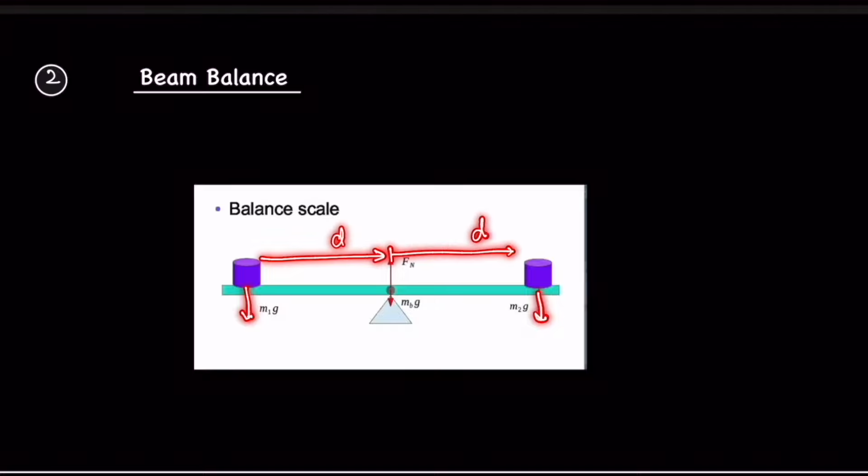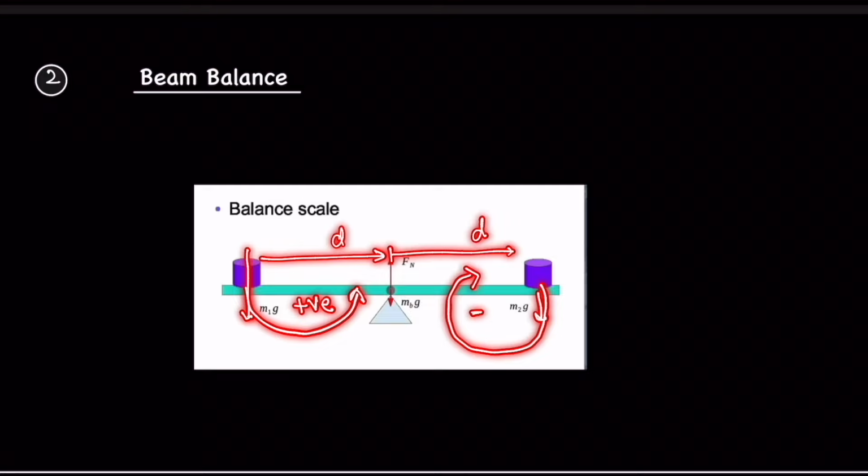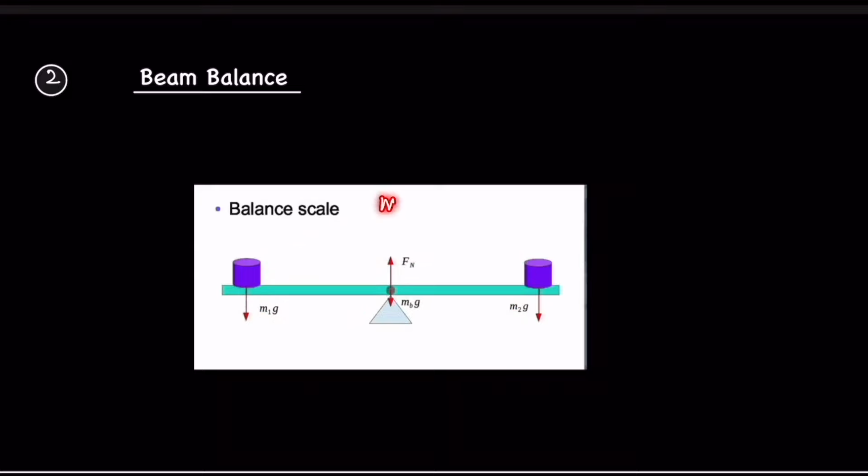So the moment of force with respect to this body is in which direction? It is the anti-clockwise direction. Anti-clockwise is positive and this one is going in the clockwise direction, so it is negative. So we can say m1g into d, which is positive, plus minus m2g into d. So plus and minus will cancel. So the net moment of force is 0. In this case, no rotation takes place.